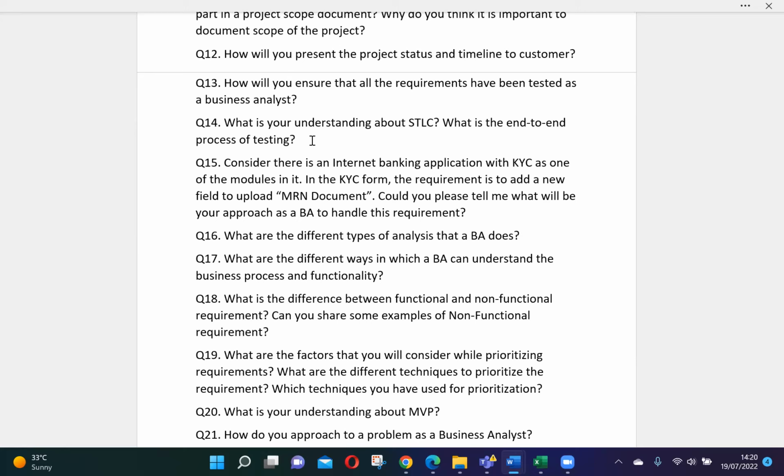And then once the development is done, you will ask your testing team to test it, not only this field, but the entire area where it was impacted. You will test everything. So this is your approach as a BA to handle this requirement.